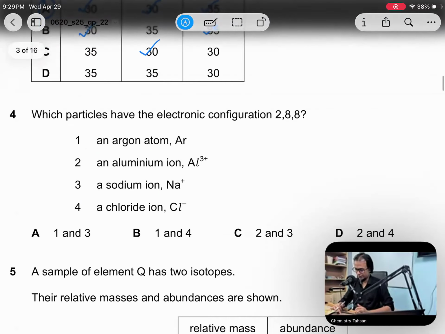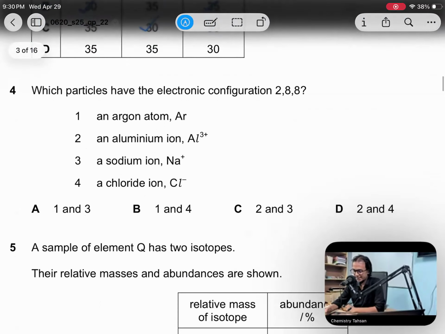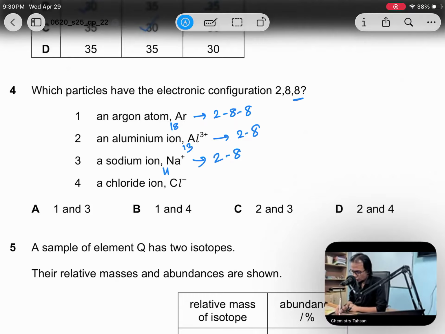Next question, if we go, which particles have the electronic configuration of 2, 8, 8? So 2, 8, 8, you can see it has complete outer shell. So argon, argon is 18 atomic number, so it is 2, 8, and 8. Aluminum 3 plus, it has 13 atomic number, so it should be 2, 8. Sodium is 11, so it is again 2, 8, as you have 3 plus and 1 plus charge here. Chloride is 17, so it should be 2, 8, 8, as it has 1 minus charge here. So 1 and 4 should be the only correct answers.